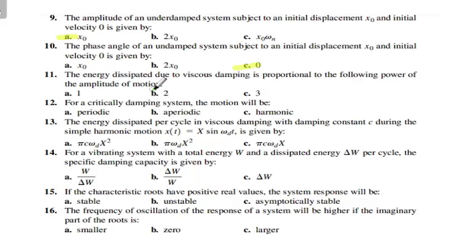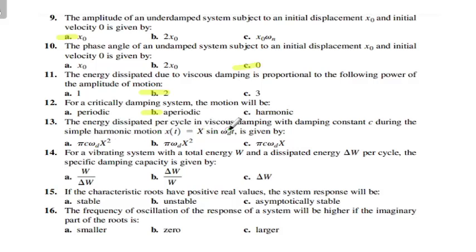The energy dissipated due to viscous damping is proportional to the following power of the amplitude of motion. So the power is 2, option B is correct. For a critically damped system, the motion will be, mostly students write it wrong as periodic, but it is aperiodic, so option B is correct.